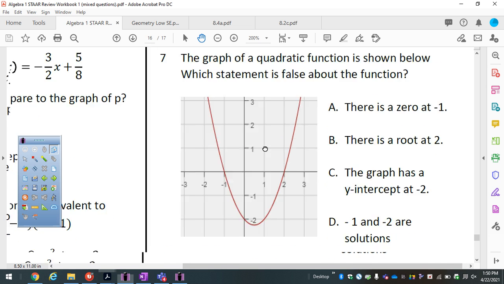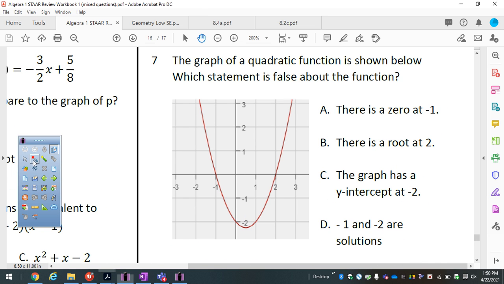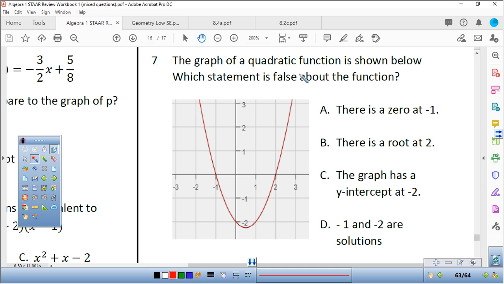Okay, let's look at this one. That's number 7. The graph of the quadratic function is shown below. Which statement is false about the function? There is a 0. Remember, 0 is your x-intercept at negative 1. That one is true, and they want the one that's false. That's out. There is a root at 2. Remember, root, x-intercept at 2, so that is true. We want one that's false. No, that's false, okay?